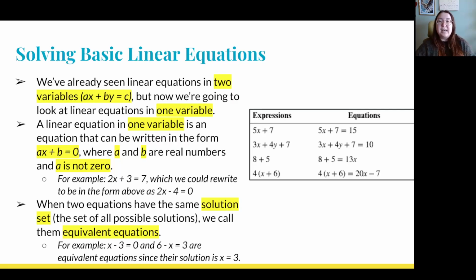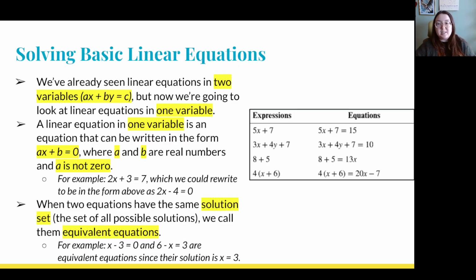Remember in our last section, 6.6, we talked about expressions. Expressions just don't have an equal sign. If you have an equal sign, that makes them equations. If we look at this little chart here, an expression would be something like 5x plus 7, but an equation would be 5x plus 7 equals 15. It equals something, which makes it an equation. For the expression 3x plus 4y plus 7, the equation could be 3x plus 4y plus 7 equals 10. So there's an equal sign in it and a number on the other side.